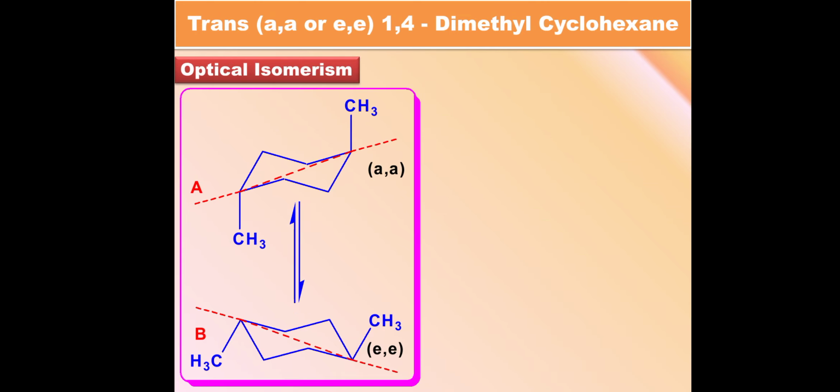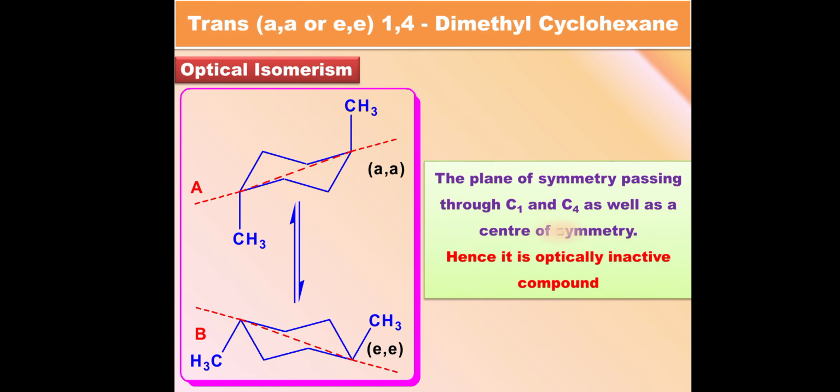If you look at the optical activity of trans diaxial or diequatorial 1,4-dimethylcyclohexane, we again have a plane of symmetry passing through carbon number 1 and carbon number 4, as well as a center of symmetry with respect to the methyl groups and the cyclohexane ring, and therefore it is an optically inactive compound. Here we have a plane of symmetry as well as a center of symmetry, and therefore it is optically inactive.